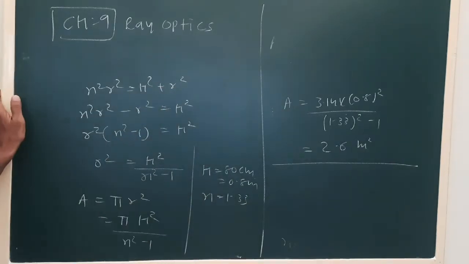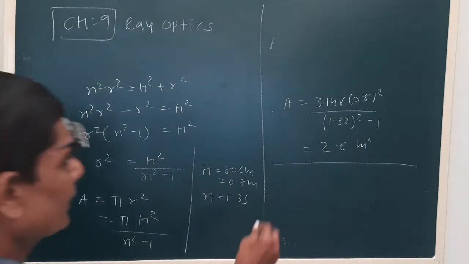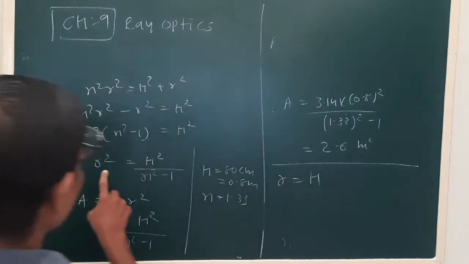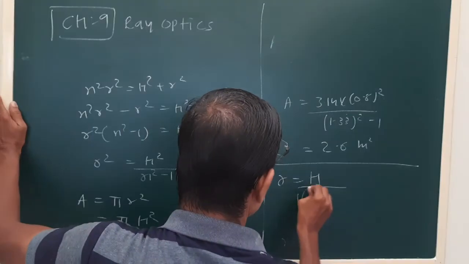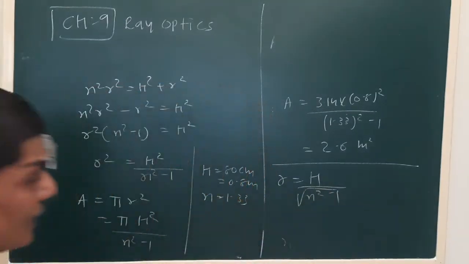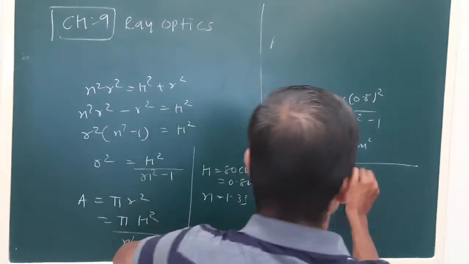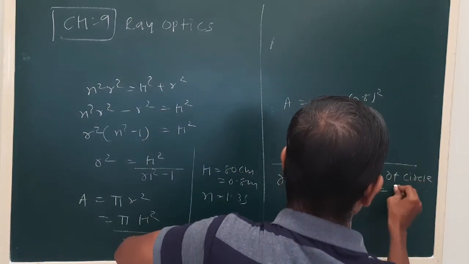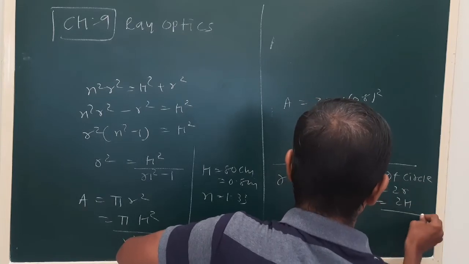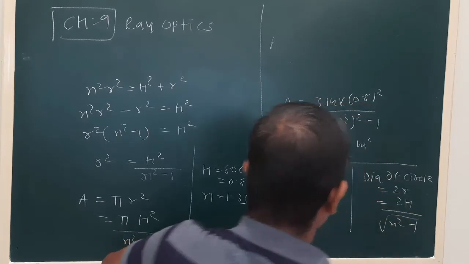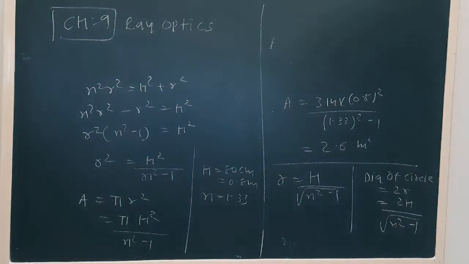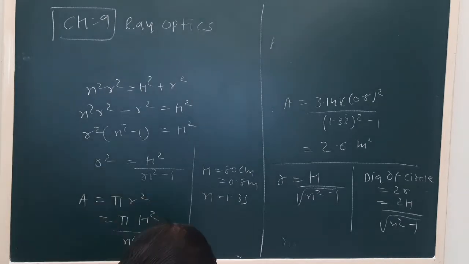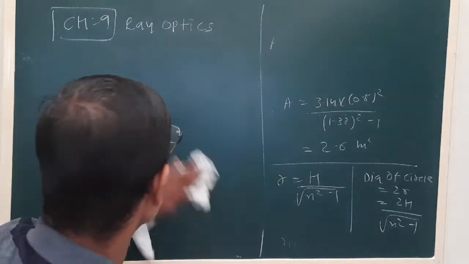Now from this we have a useful relation. r is the radius. If I take the square root here, it will be h upon under root n square minus 1. Sometimes they ask for the diameter of the circle. Now these two are useful for the MCQ part. So this is about exercise sum number 9.5. Now next is exercise sum number 9.6.